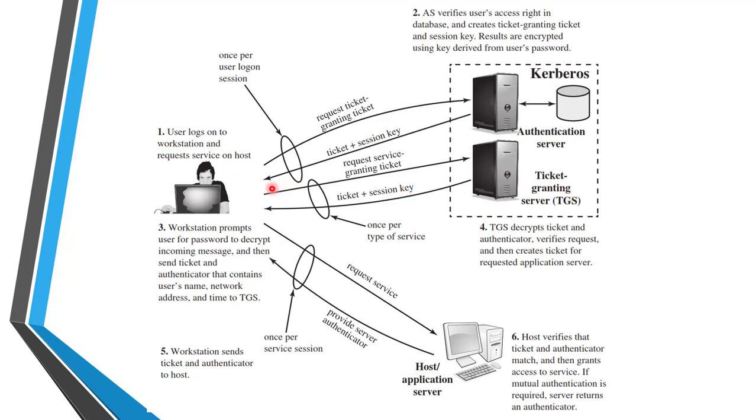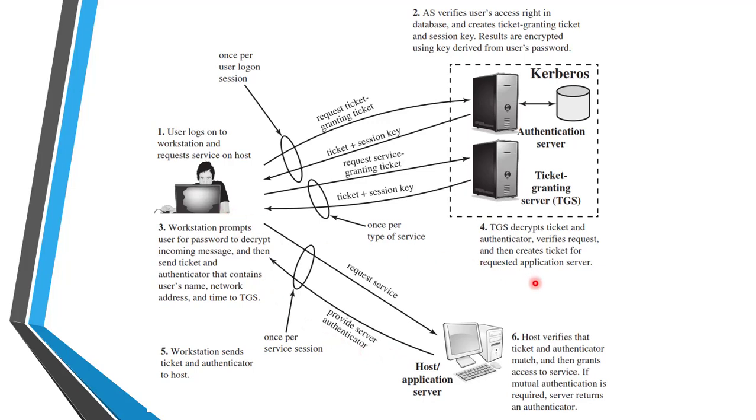Now in the third step, this ticket is sent to the TGS. This TGS will reply with the ticket for the application service and the session key to the client. Now the client will request the service using the ticket received from the TGS to the application server, and the application server, once it authenticates the client, provides the service to the user.